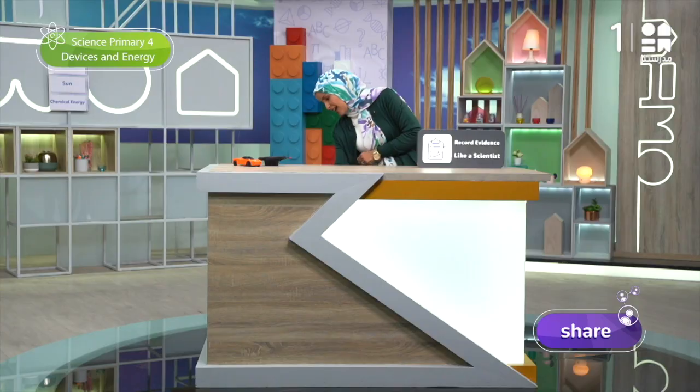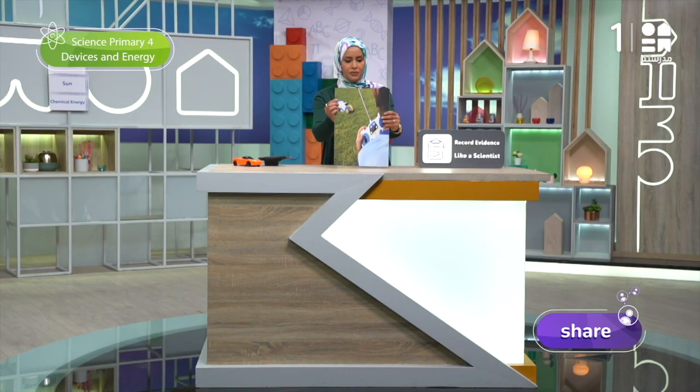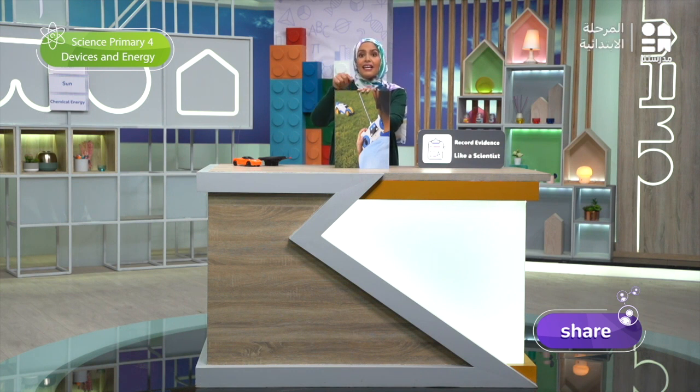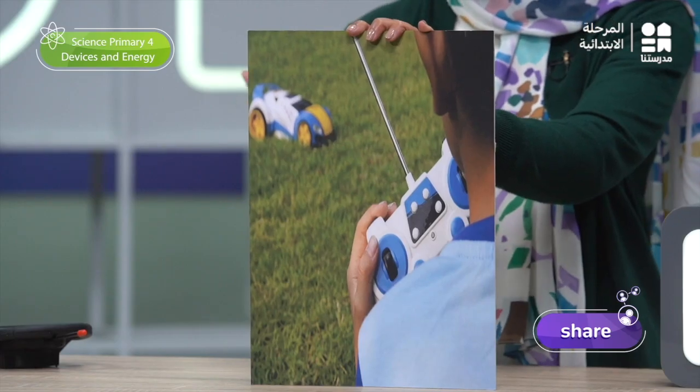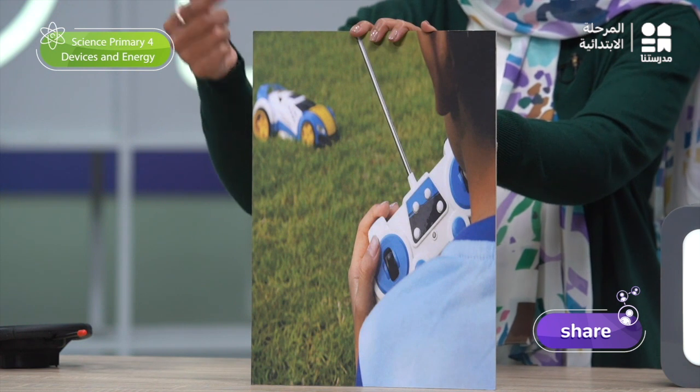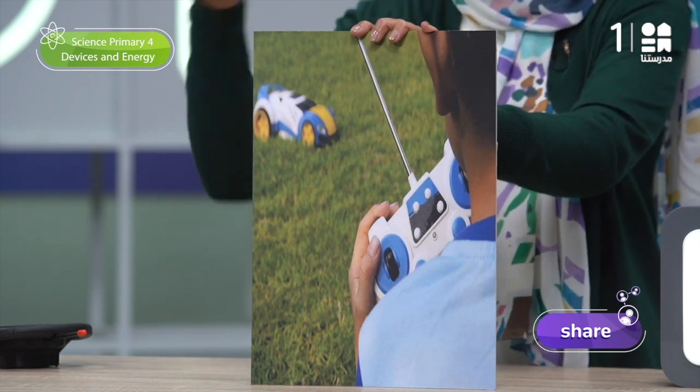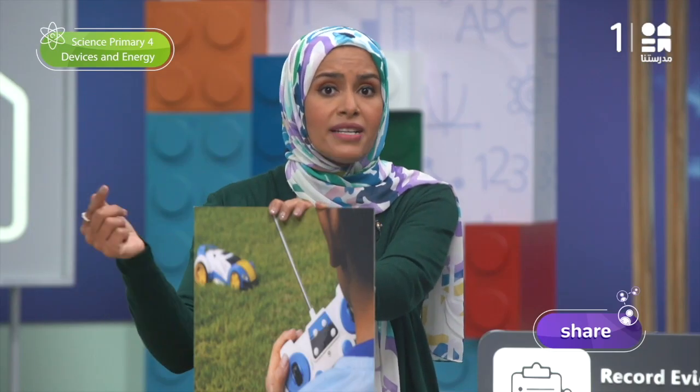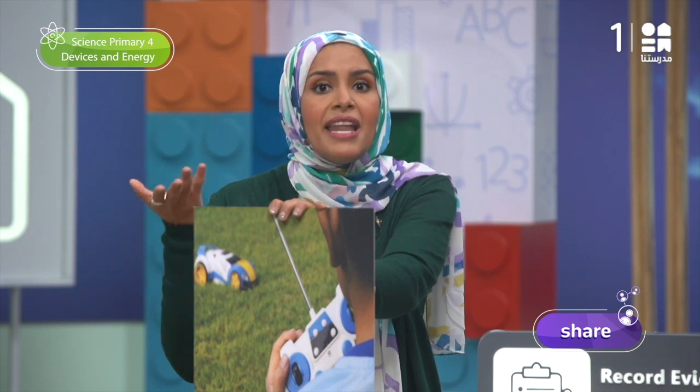Look carefully at this picture. Do you see that? It's the remote controlled toy car that we started the concept with. We need to think carefully about this type of device. What energy does it use? Where is its source of energy? And how does the device use this energy?